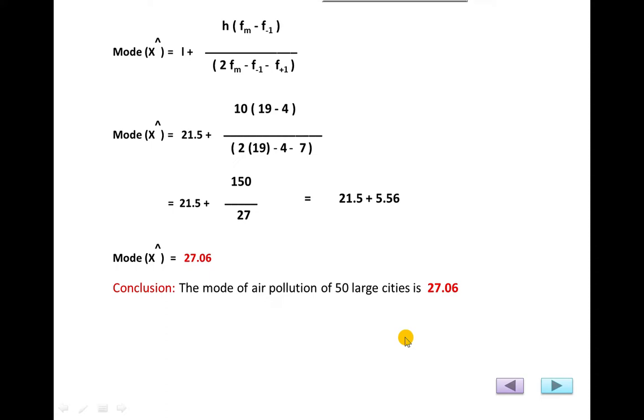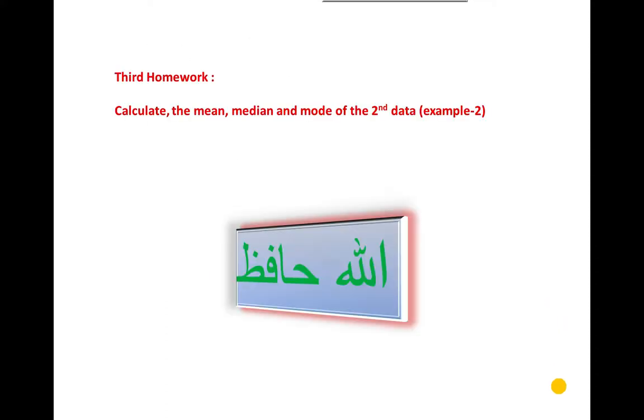And now the homework: calculate the mean, median and mode of the second data, example number 2 of the 60 observations of air pollution. You have already used this data in the graph.